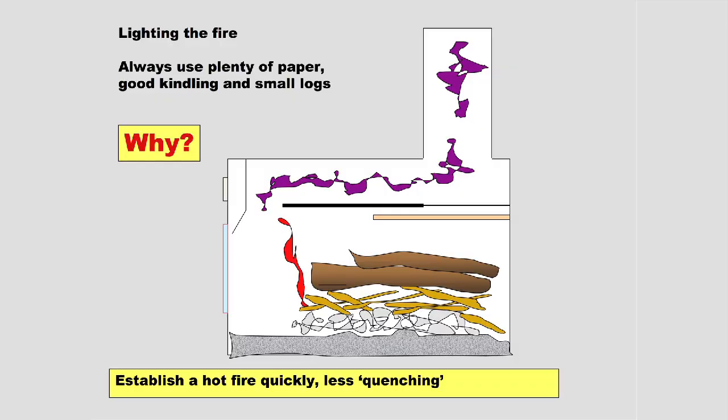Now, there are a number of things here that I'll run through quickly. Firstly, when lighting the heater, it is really important to use enough kindling and enough paper to get the fire going quickly.